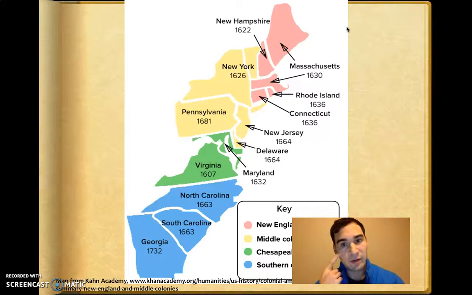And these were the American colonies. They were still part of England. You can see the northern part, in pink here, is the New England colonies. The yellow is the Middle colonies. The green is the Chesapeake colonies. And the blue is the Southern colonies.